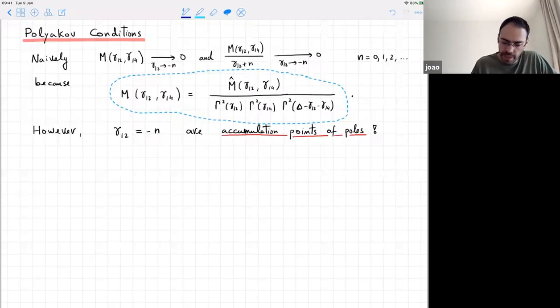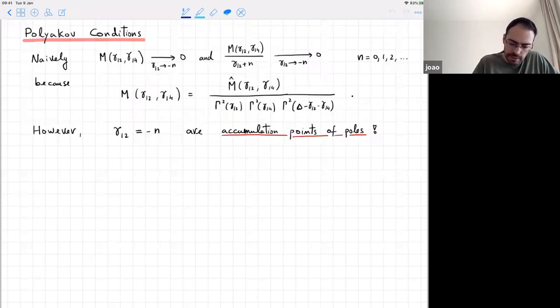So we expect naively that the Mellin amplitude should vanish when this variable gamma 1,2 goes to a negative integer, and it should even vanish quadratically. So even if you divide by gamma 1,2 plus 1 times n, it should still vanish.